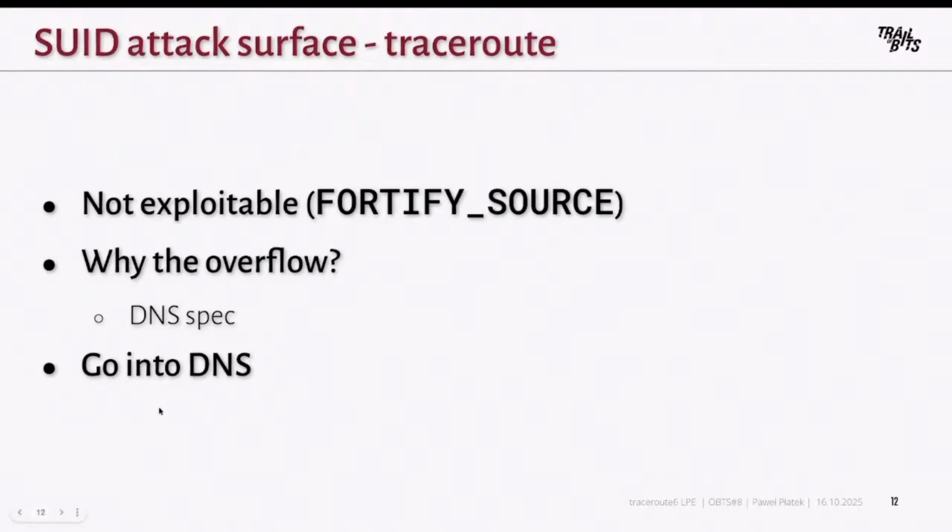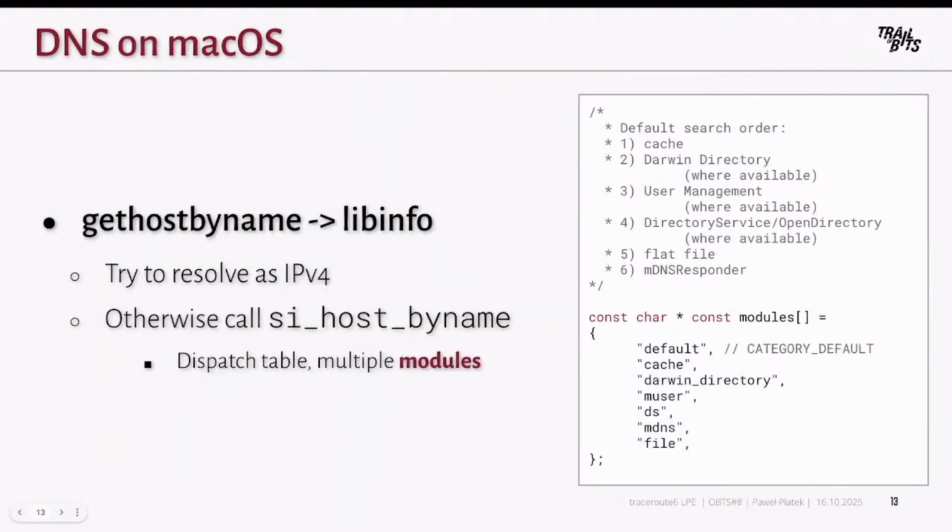So I went into the gethostbyname function to check how it works. It calls into a libinfo library from Apple, and that library has multiple modules that try to resolve the domain name. So there is a cache, there are a few that are not used on macOS by default. Then there is the file one and the mDNSResponder one. The flat file one just reads from /etc/hosts without any validations, so no wonder that crash happened.